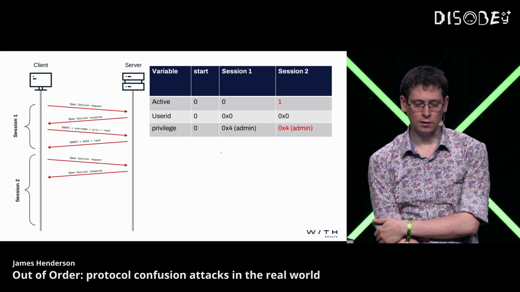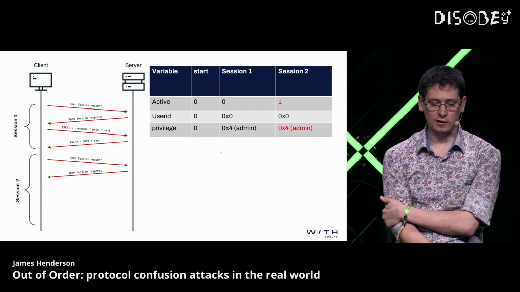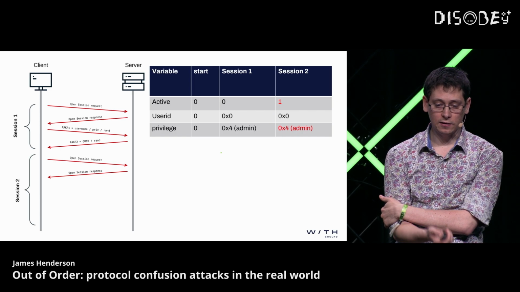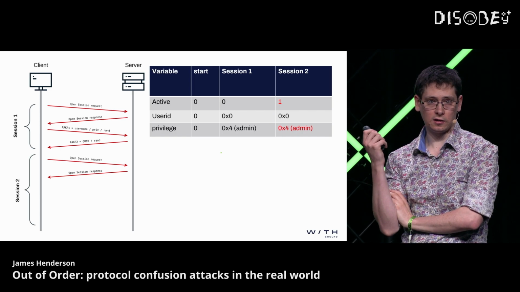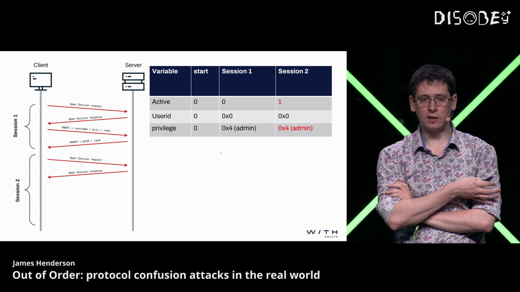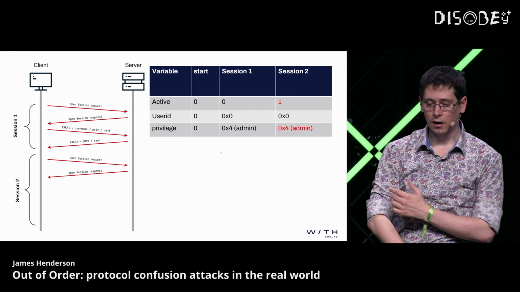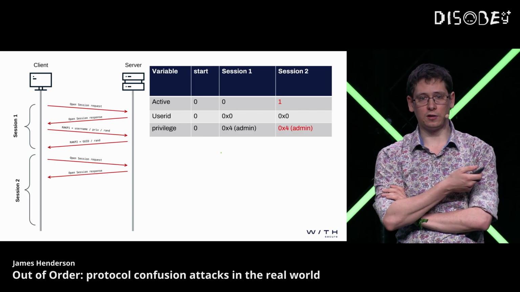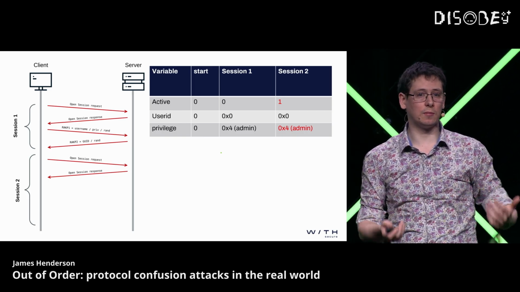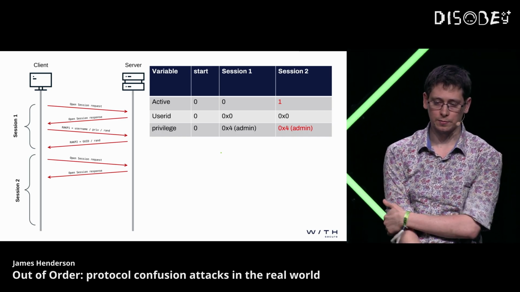And then what we do is we start our second session. So this is actually our original attack. We open a session, and as you can see here, our session is now active because we have sent a valid open session request. The user ID still happens to be 0 because, again, we've not actually sent a valid user yet. However, the privilege level is 4 because of the mistake in the memory, because of the mistake that the code did not clear this variable between sessions.